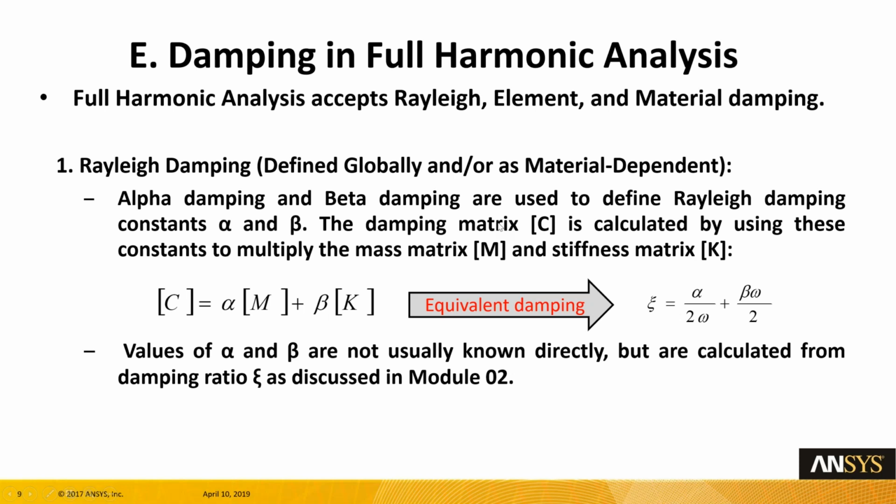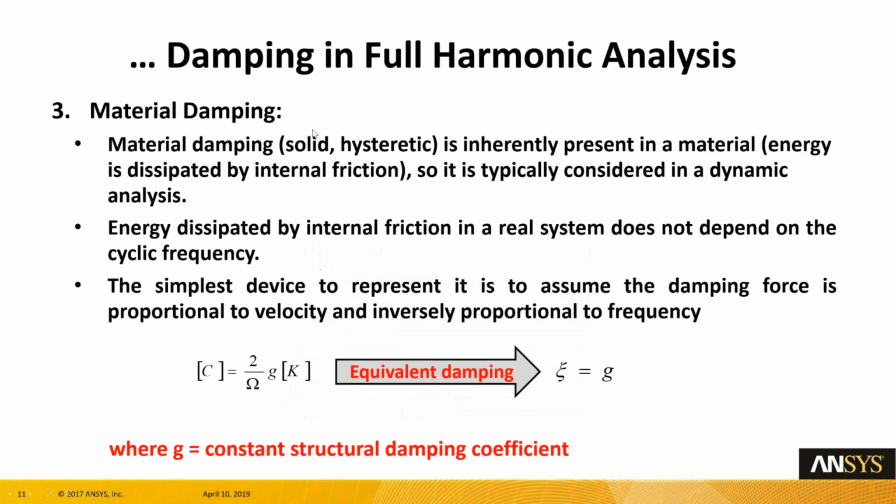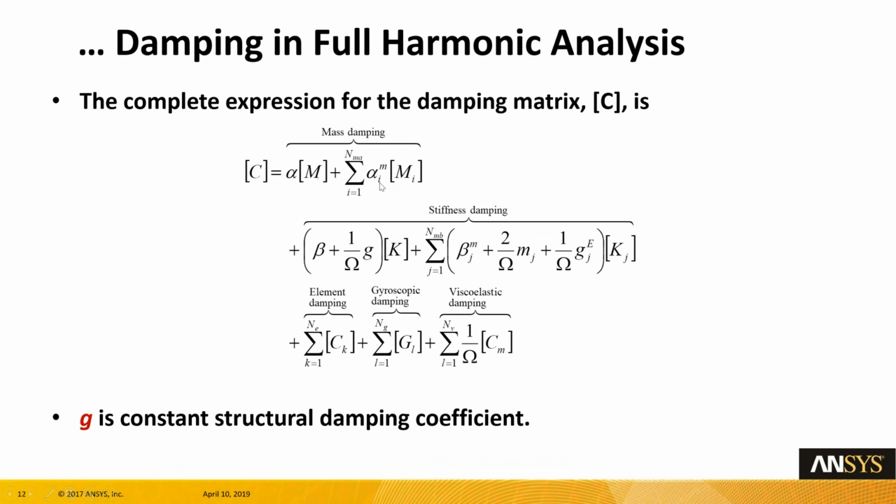And we can also specify damping in full harmonic analysis. If we specify damping, then we can specify it as material damping. As you see here, the damping can be in terms of alpha damping and beta damping. Alpha damping is going to affect the mass matrix. Beta damping is going to affect the stiffness matrix. And we can have element damping, gyroscopic damping, viscoelastic damping.